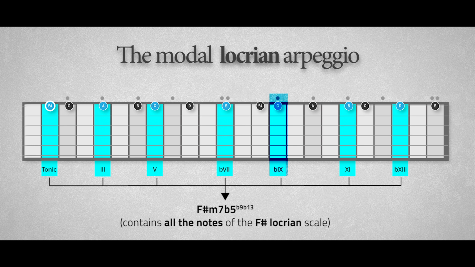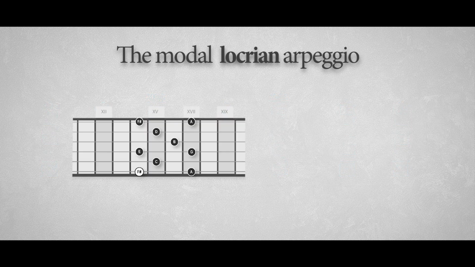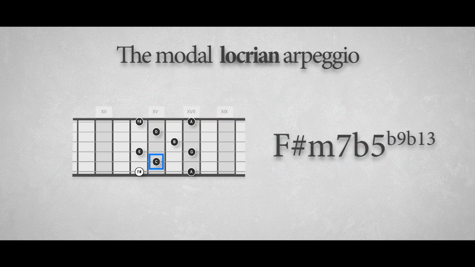The flattened 2nd degree and the diminished 5th degree, the notes G and C in F sharp Locrian, are the characteristic notes in this mode. Now pay attention to the note C in this arpeggio. It's the diminished 5th and the characteristic note in the F sharp Locrian mode. Especially this note will make this arpeggio sound modal, so this arpeggio results in a Locrian modal sound.